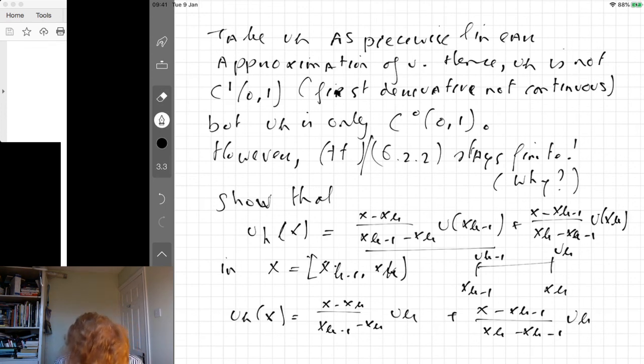Well, we can look at this. If we take x as x_k, then this vanishes, and this becomes 1, and we land in value u_k. If on the other hand we are at x_{k-1}, then this factor becomes 1 and this factor becomes 0. So we land up in u_{k-1}. So this is 0, this is 1 there.